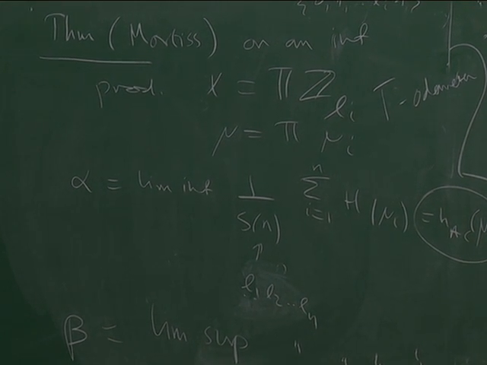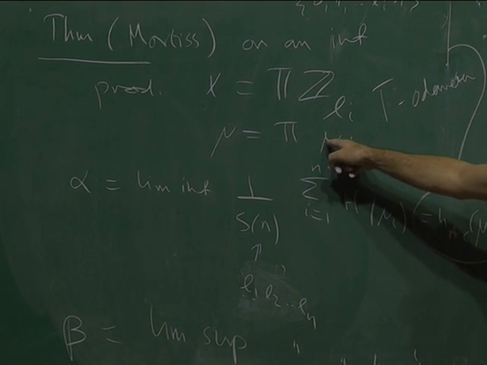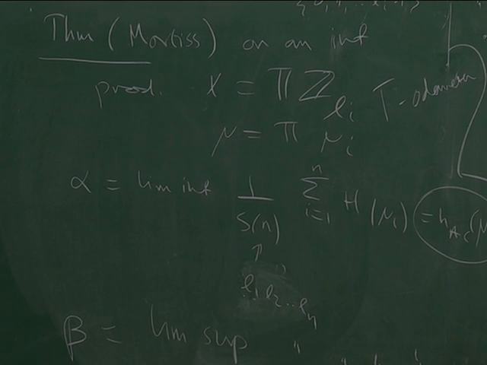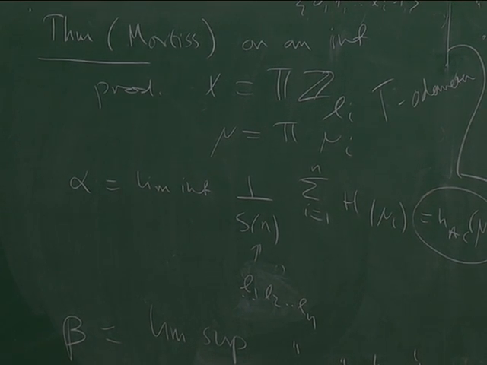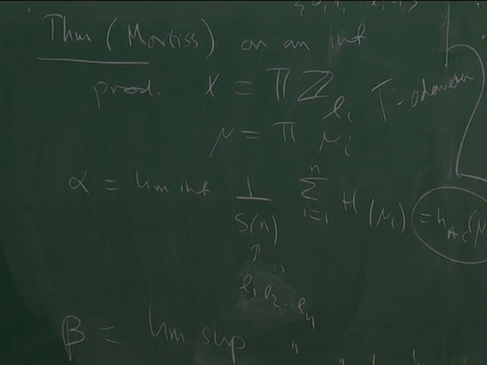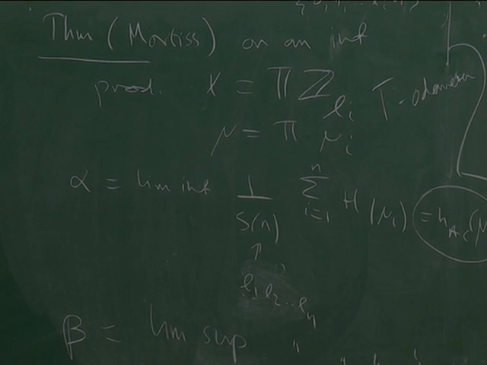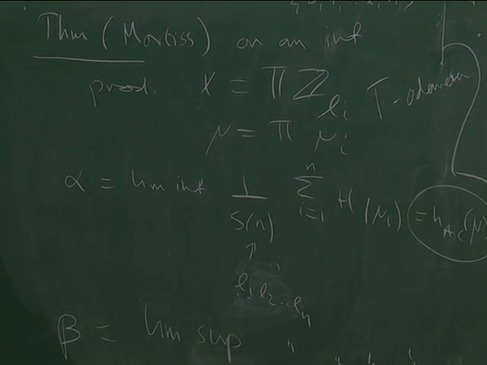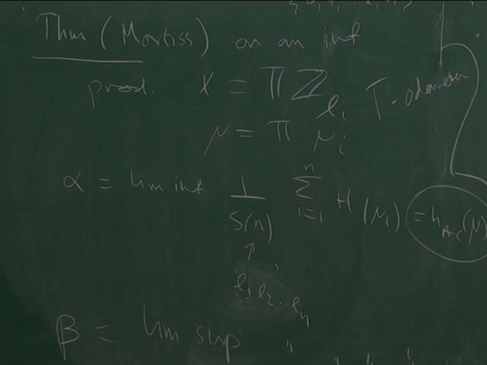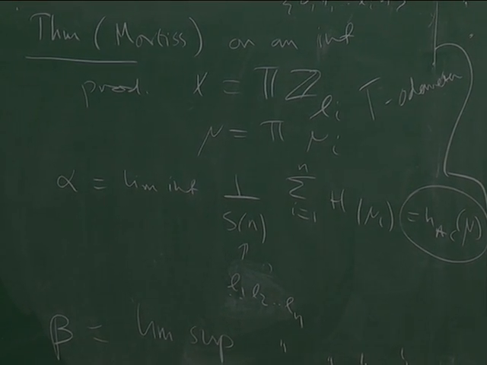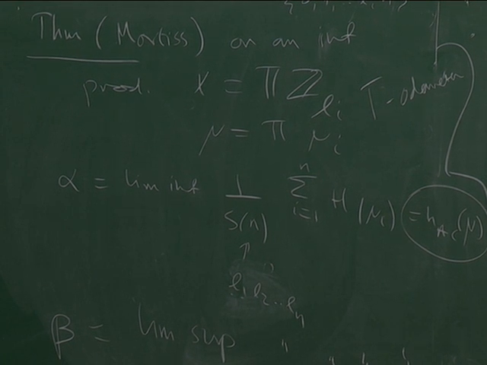So work out the entropy of each individual coordinate and then take the average of that divided by the number of coordinates. And then take the lim inf and the lim sup, and that gives you the two critical dimensions. Well, in fact, we've now extended this result to any Bratteli-Vershik system as well.